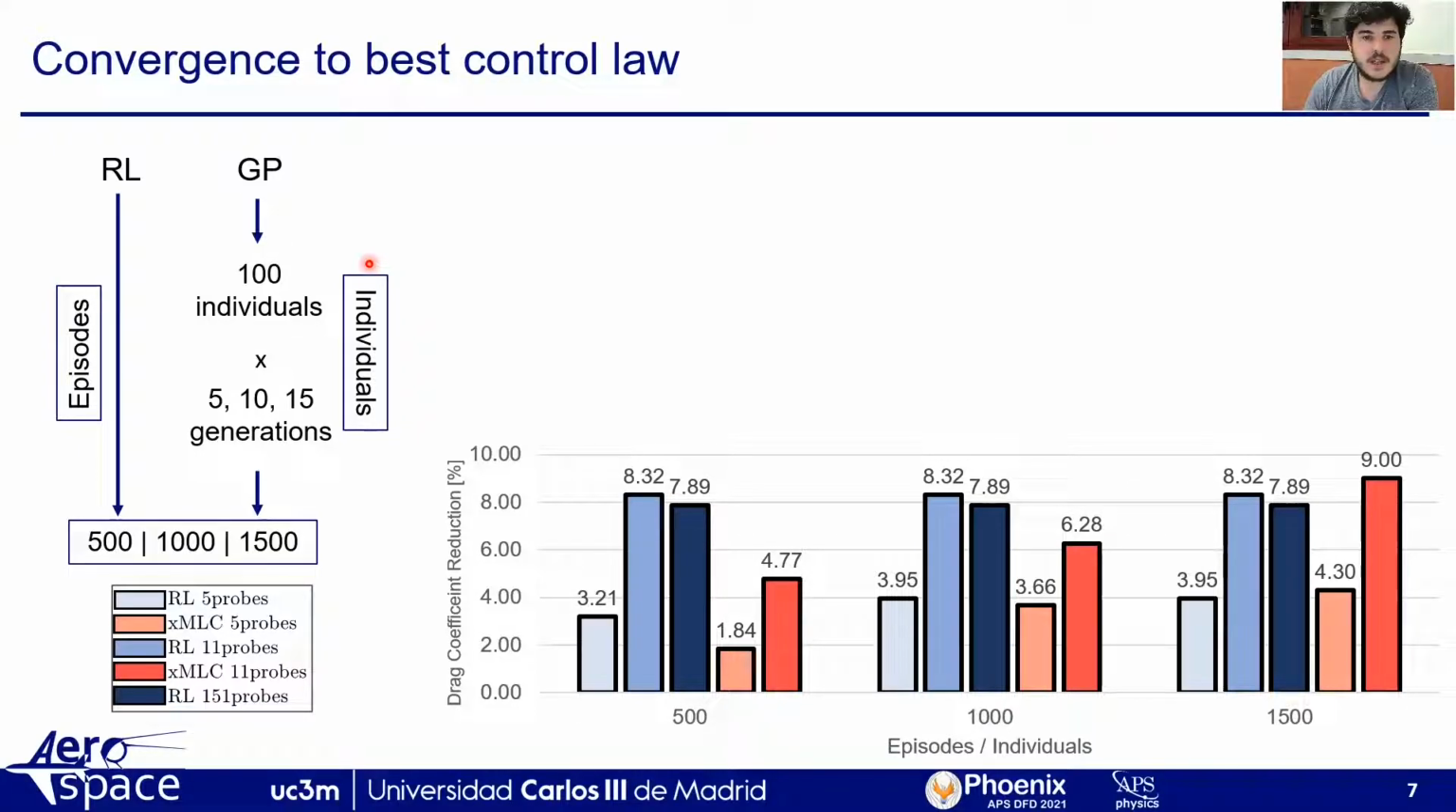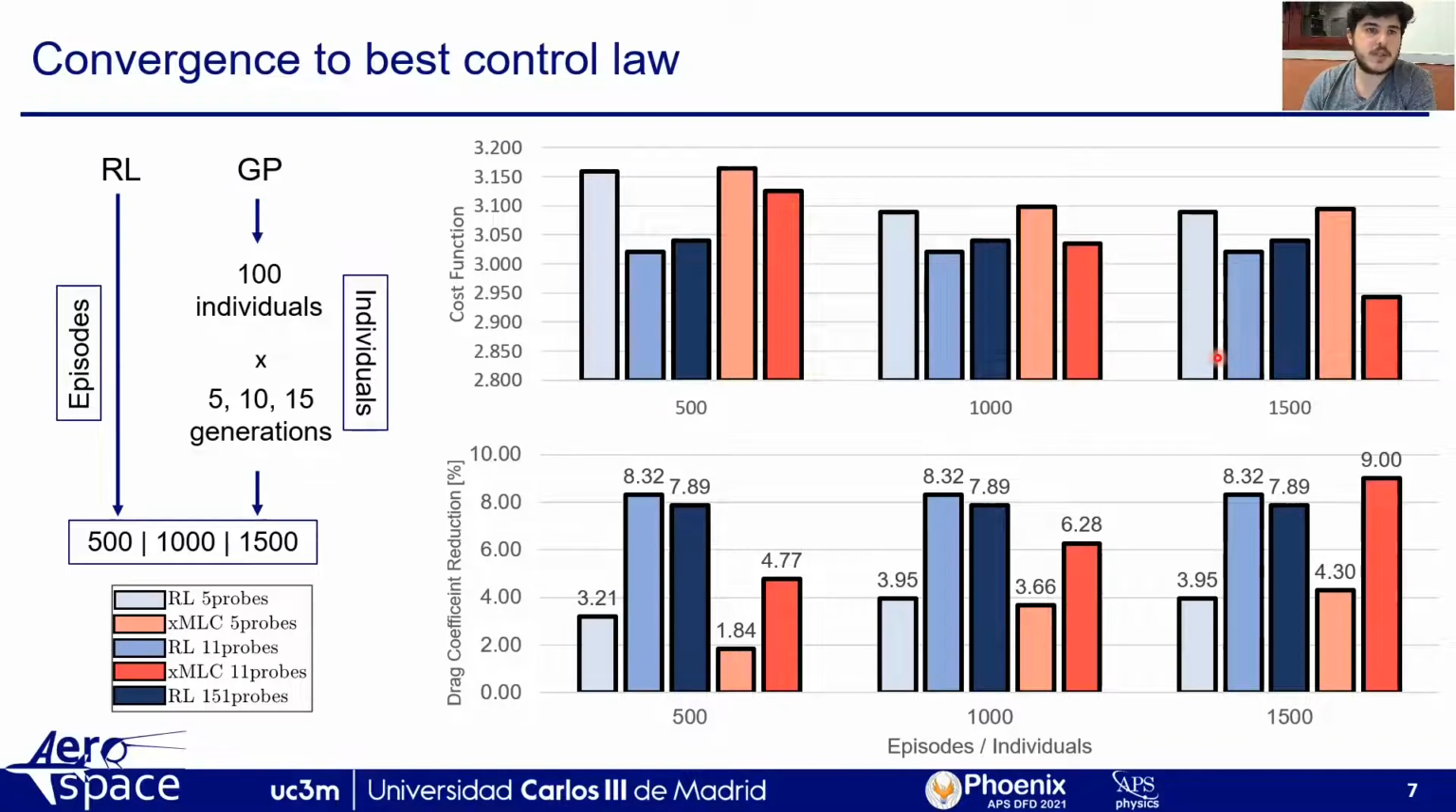So what we see in this figure, showing the drag coefficient reduction as we evolve in the number of episodes or individuals, is that reinforcement learning converges quite fast. In the case of 500 episodes, we already have convergence for the cases of 11 and 151 probes of reinforcement learning. However, in genetic programming, it takes us quite longer. However, we reach a higher reduction. This is something that we also see in terms of the cost function, in which we add the lift coefficient. And here we see that reinforcement learning needs, in the case of 5 probes, a little longer to converge. Anyway, it is way faster than genetic programming.